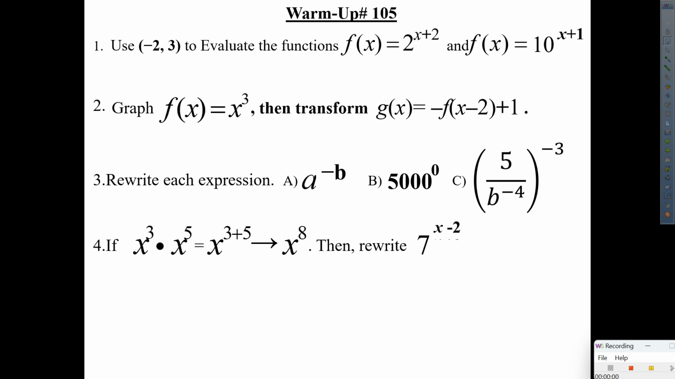Warm-up number 105 is on the screen. That shouldn't take you more than about 4 minutes. From there, get a Cornell note ready. We're going to move on today. Copy and go.